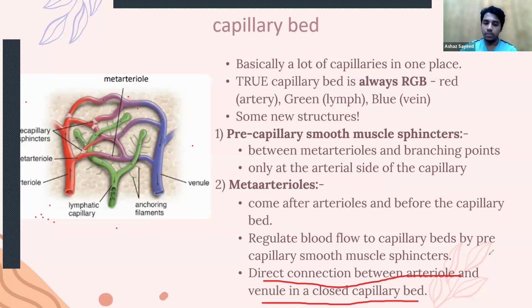Also, the smooth muscle sphincters are only at the arterial side. They are not at the venous side. They are only here at the arterial side. So that's all for this slide.